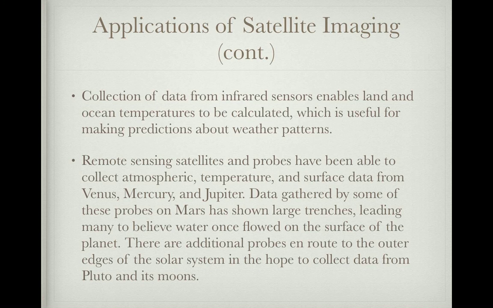Remote sensing satellites and probes have been able to collect atmospheric, temperature, and surface data from Venus, Mercury, and Jupiter. Data gathered by some of these probes on Mars has shown large trenches, leading many to believe that water once flowed on the surface of the red planet. There are additional probes en route to the outer edges of the solar system in hope to collect data from Pluto and its moons, even though Pluto is not a planet.